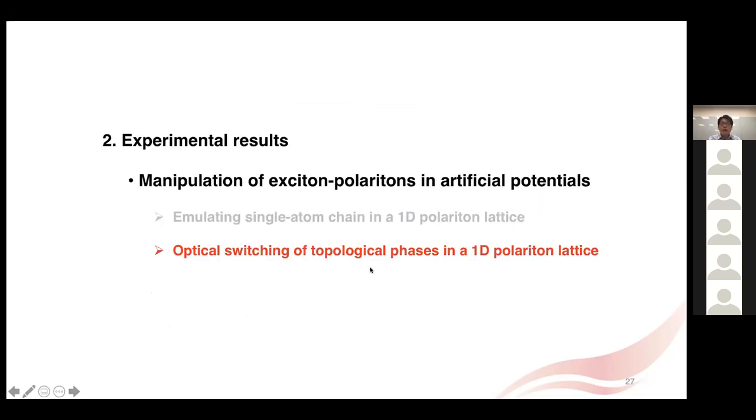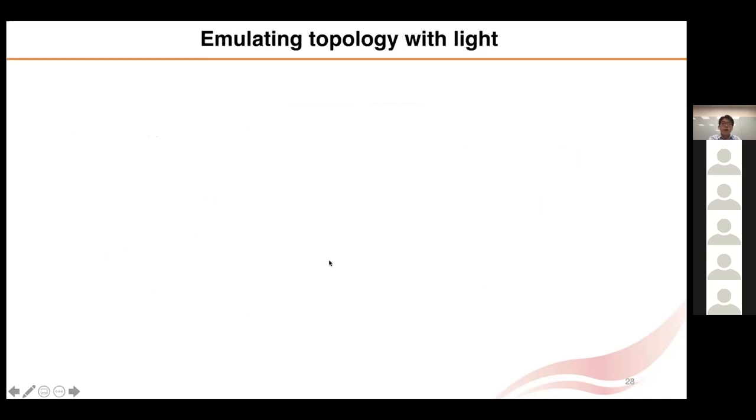So having shown that we can trap those polaritons with pillars to serve as artificial atoms, in this case, we can really emulate electron Hamiltonians, for example, to extend topology into the system.